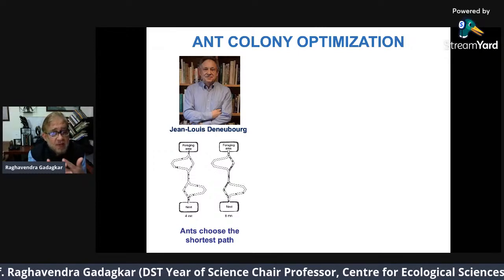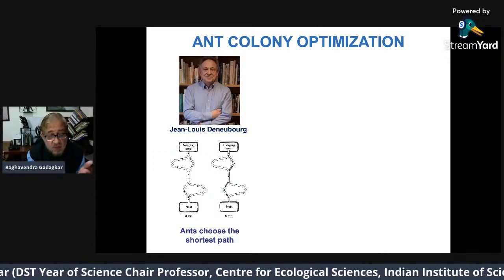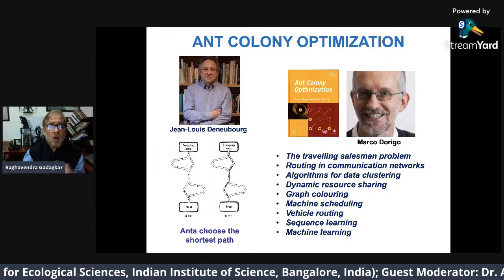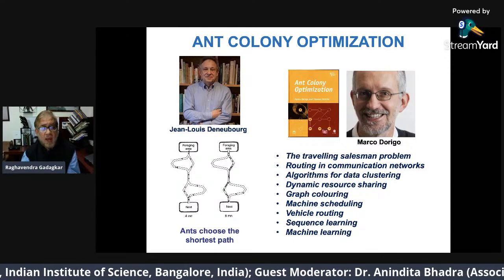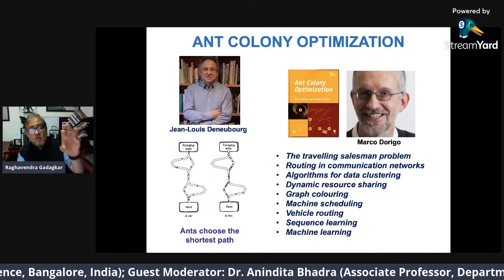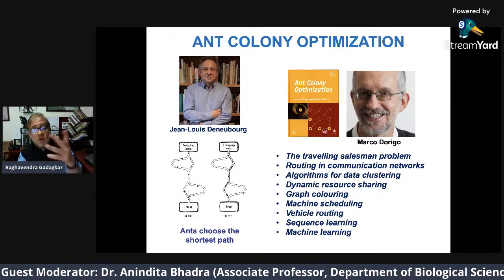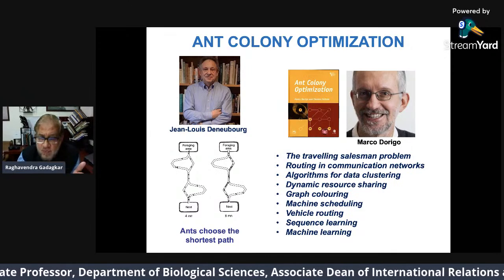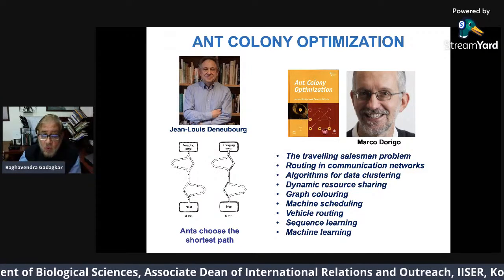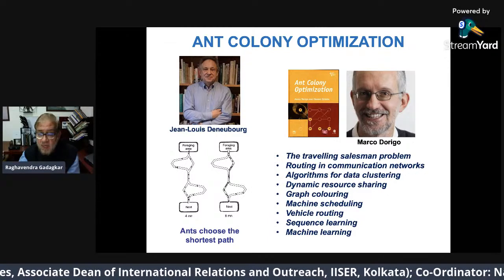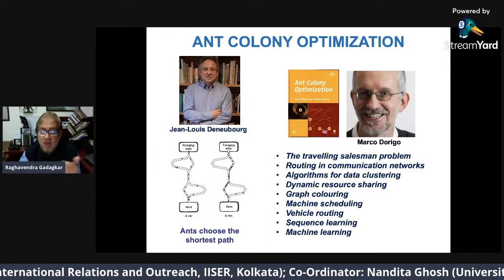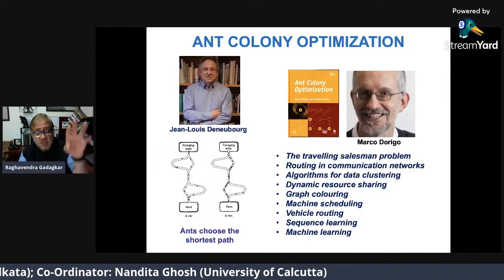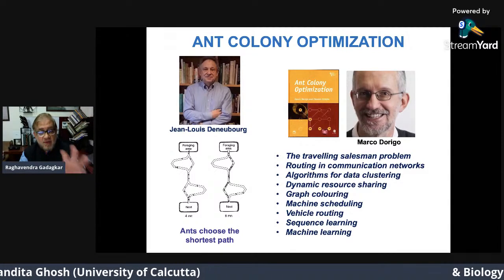Now, this knowledge has led people to apply it to human affairs. For example, this is one of the most remarkable things, because based on this knowledge, computer scientists have developed a whole field called ant colony optimization. And the tricks that we learned from the ants, which are now used in computer programming, this ant colony optimization method or algorithm has been applied to a wide variety of human problems, such as the traveling salesman problem, routing of communication networks, algorithms for data clustering, dynamic resource sharing, graph coloring, machine scheduling, vehicle routing, sequence learning, machine learning. In all of these, specifically the lessons learned from ants are being used.